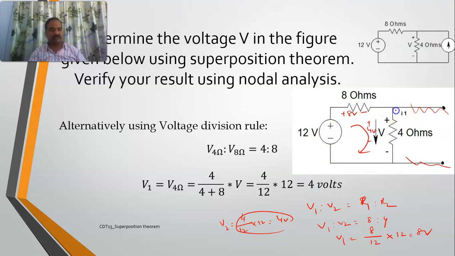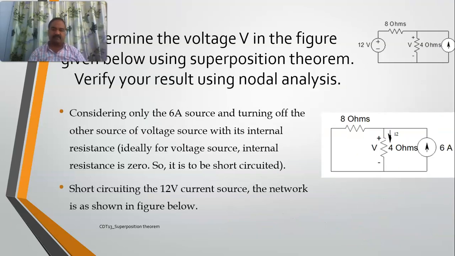So now the voltage across here is what I want, and I am treating it as V1. So V1 is equal to 4 volts. So when the first source is acting, the voltage is 4 volts. Now we will consider the second source, which is the 6 ampere source.